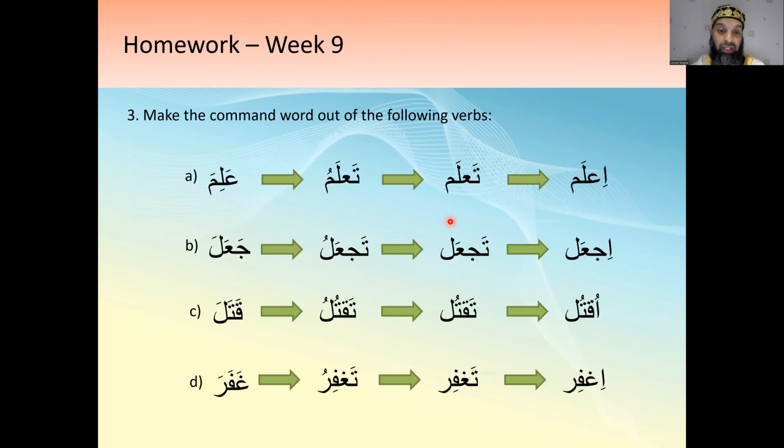Okay, make the command word. So these are all second person masculine. So alima becomes ta'lamu, and majzumify that, ta'lam, knock off the ta. Stick an alif there. Look at the third letter. If it has a dhamma on it, stick a dhamma on it. Yeah? Pesh there, pesh there. If it has a fatha or a kasra, if it has a zabar or a zair, then stick a kasra, stick a zair on here. I'lam.